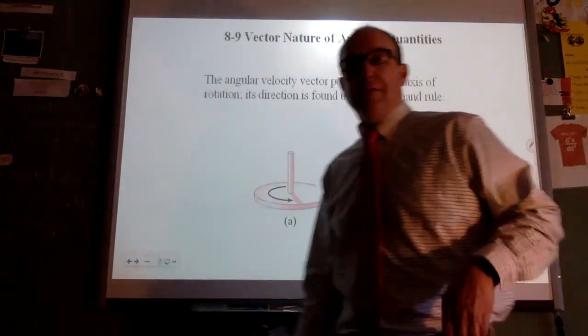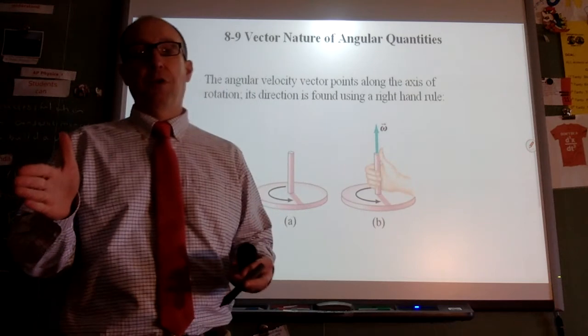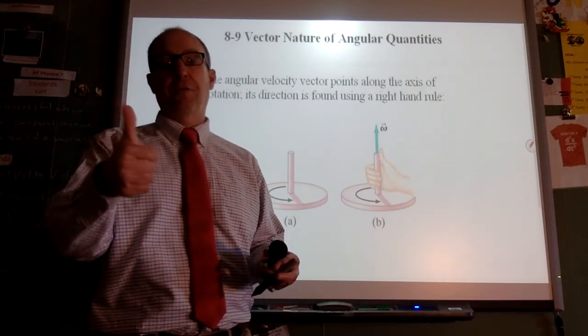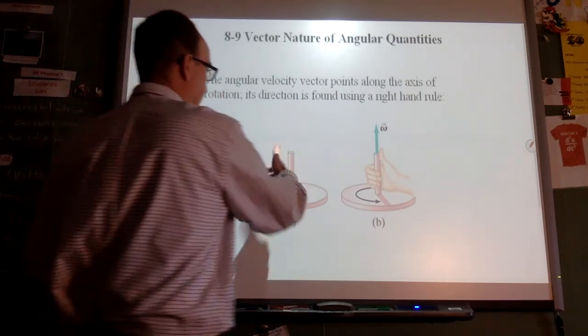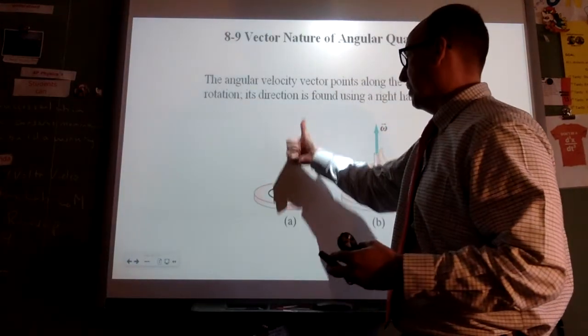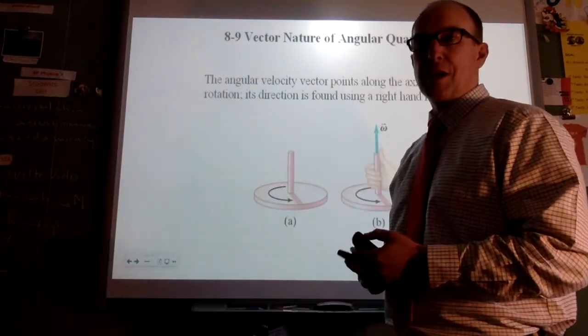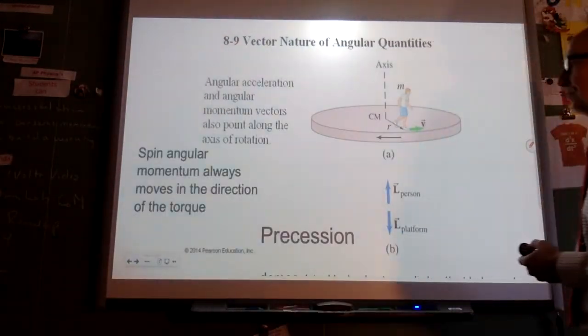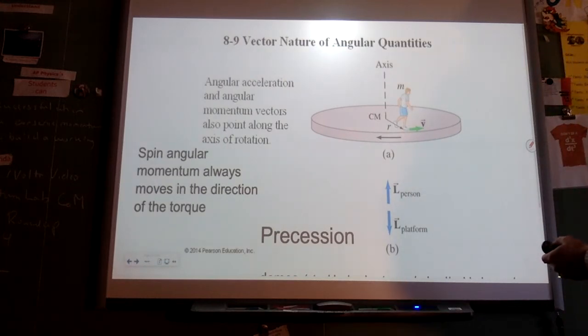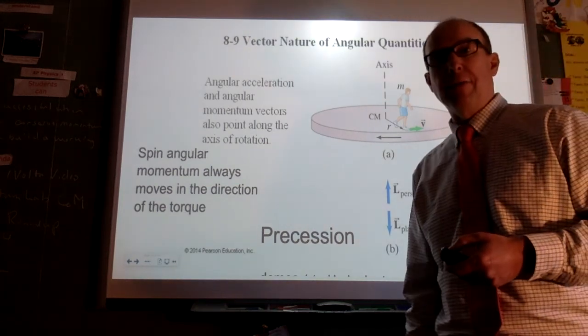All right, to find out the direction, we do the right-hand rule. You put your fingers in the direction, you curl your fingers around. So as this is spinning around this way, I curl my fingers, and the vector direction is straight up. And I showed you guys this with the precession, with the grinding wheel.